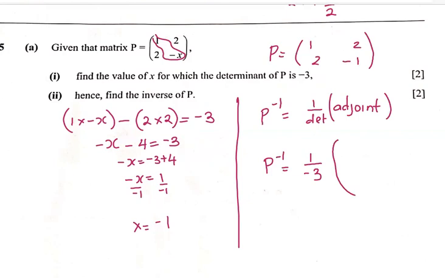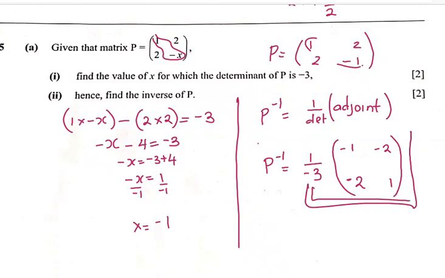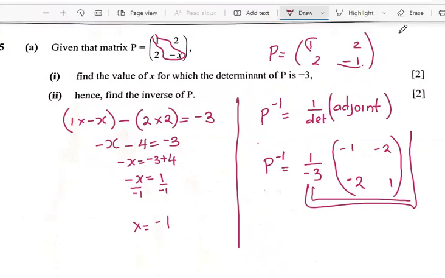These ones, they will switch positions. So here we're going to have negative 1, here we'll have 1. And these ones will change their signs, or will multiply by negative. So this will be negative 2, and this will be negative 2. This is what is going to be our inverse. You can leave it here. That will be our answer.